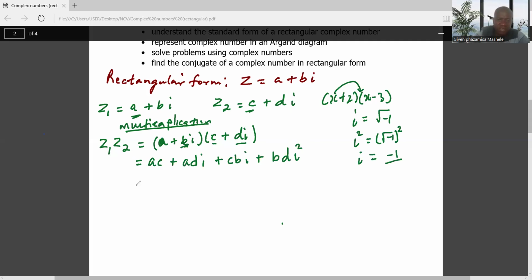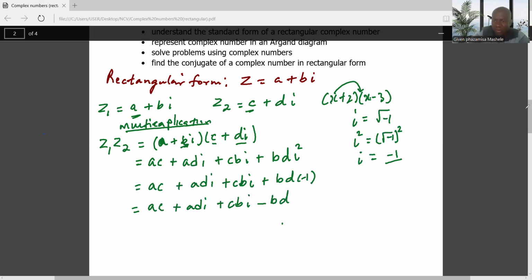So which means now we can say we have the AC plus the ADI plus the CBI plus the BD into -1. So which means this will give us AC, we group the like terms, plus ADI plus the CBI, then minus the BD here. You see now that since we have simplified, this is no longer a real, it's no longer an imaginary, it's now the real.